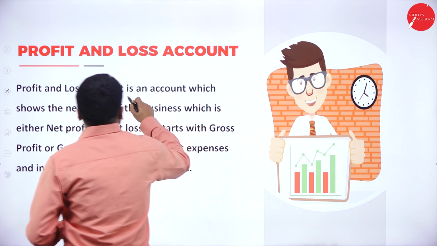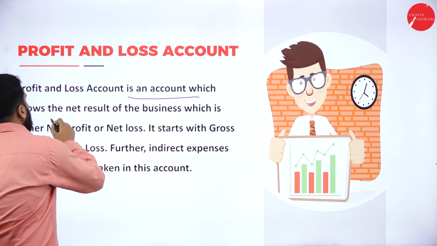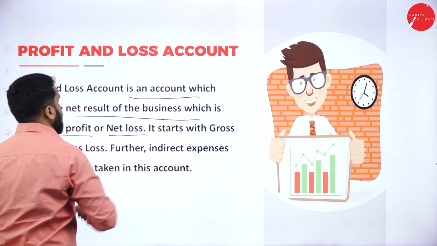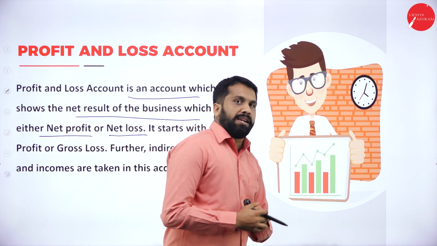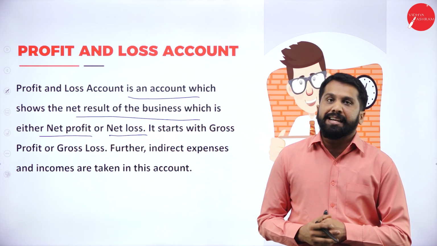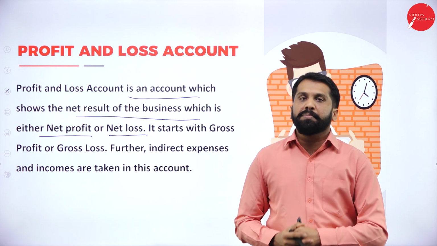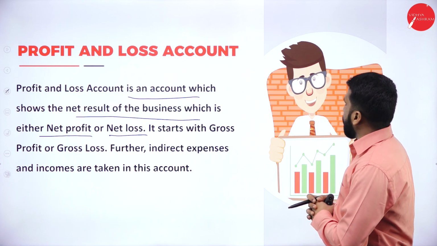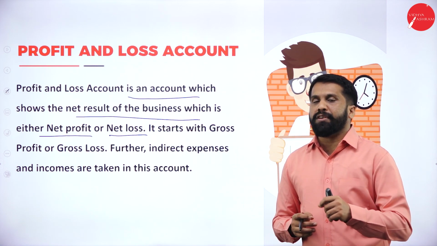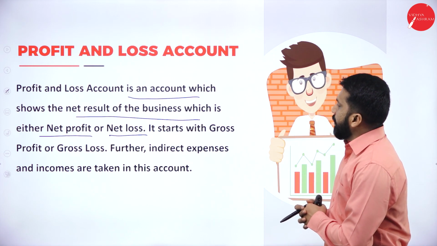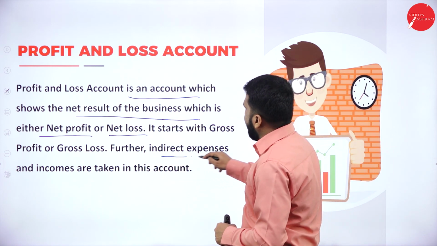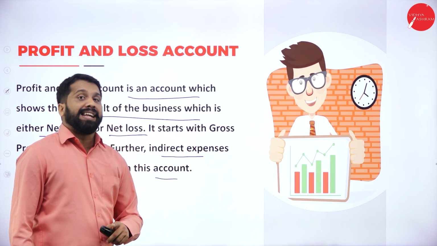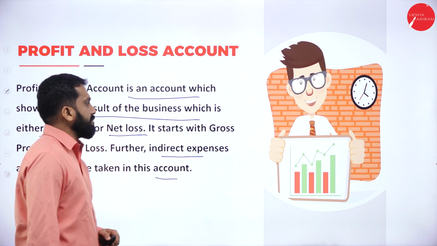The profit and loss account shows the net result of business, which is either net profit or net loss. In your trading account, whatever you get, we call gross profit or gross loss, meaning temporary. In the profit and loss account, whatever answer you get, we call net profit or net loss. Here we consider only indirect expenses and indirect incomes.